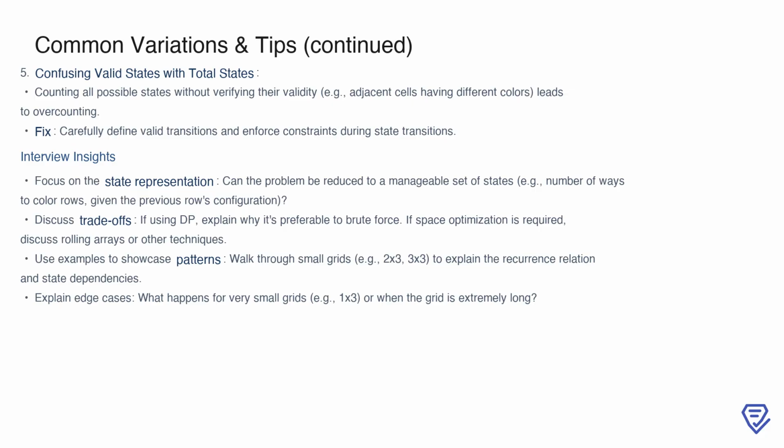Another issue is misinterpreting the problem constraints. A common misunderstanding is assuming diagonal adjacency rules, which don't actually exist here, or overlooking that the grid always has a fixed width of 3. Such misinterpretations can lead to either invalid solutions or overly complex implementations that aren't necessary.